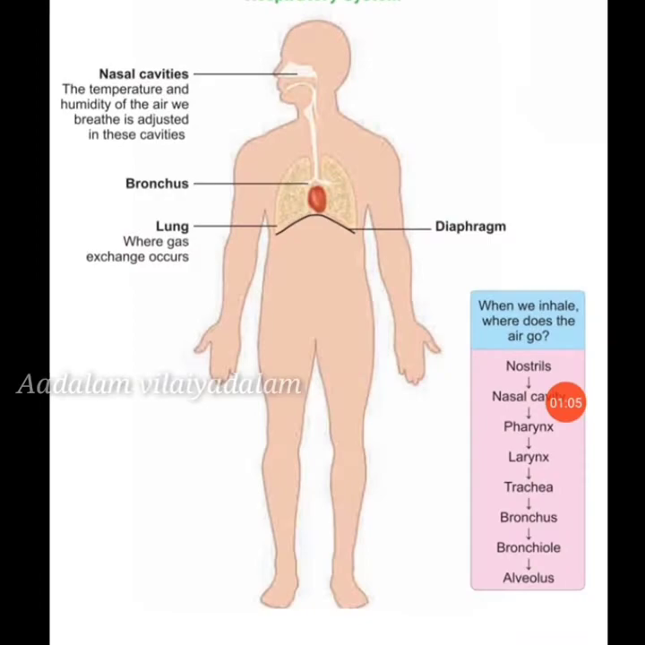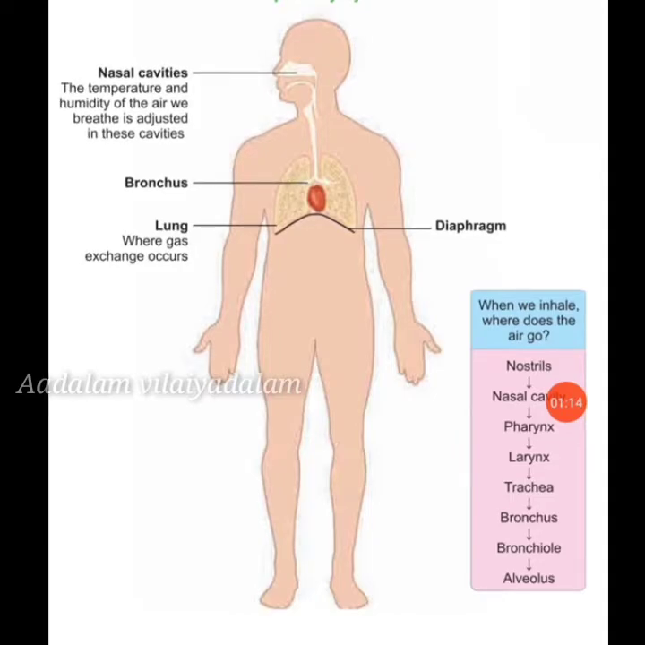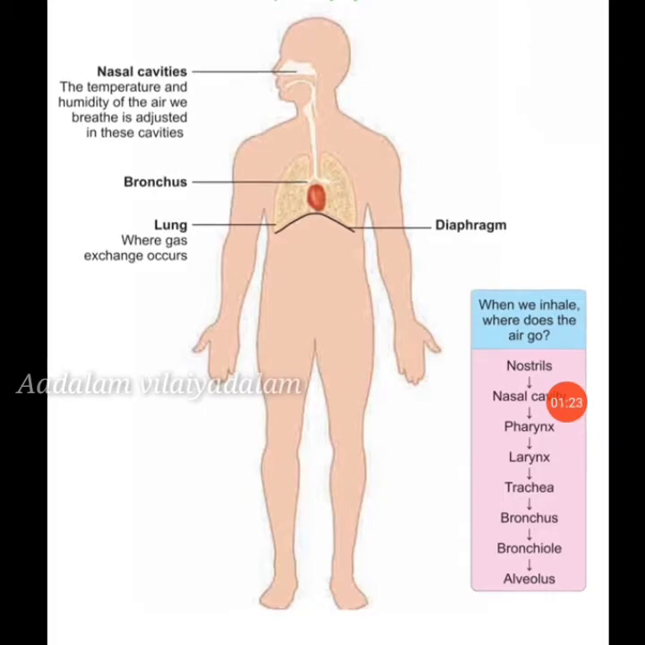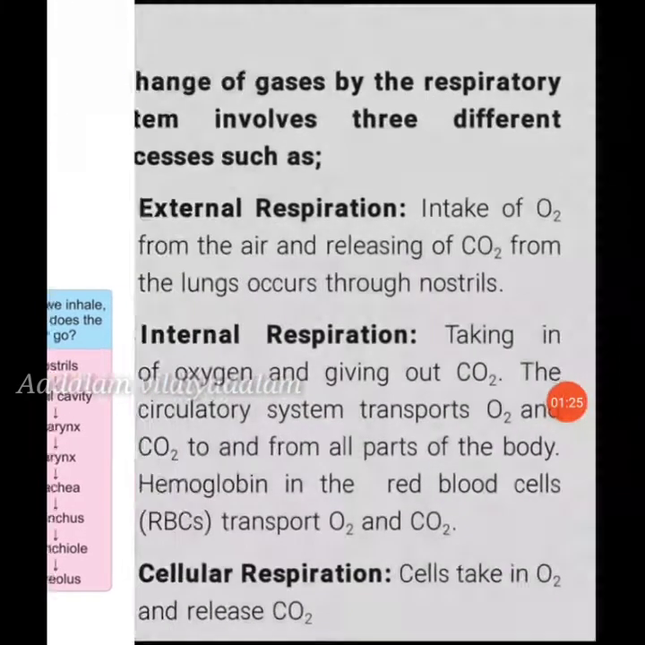This is the respiratory system. In the nasal cavity, the temperature and humidity of the air we breathe is adjusted. Bronchus and lungs are where the gas exchange occurs. Next, diaphragm.